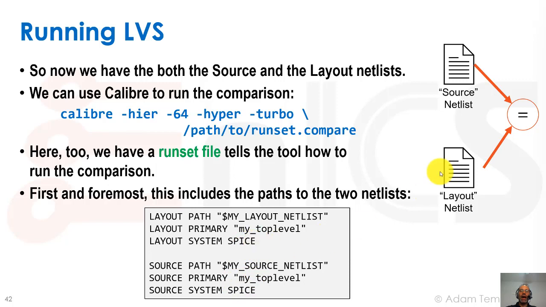Now, if we wanted to have it run in one shot again, do extraction and comparison together, we would have layout system GDS and point to the GDS instead of to the layout netlist, and then it will run extraction. It will dump the layout netlist, and it will run comparison immediately after it.